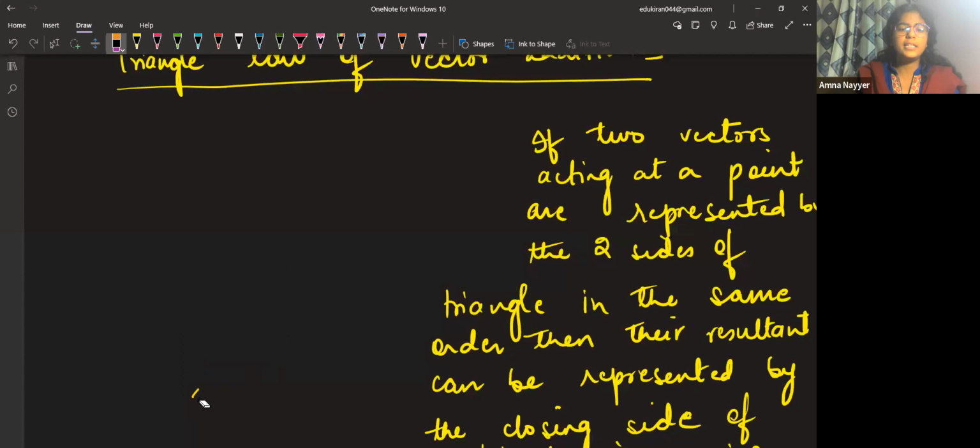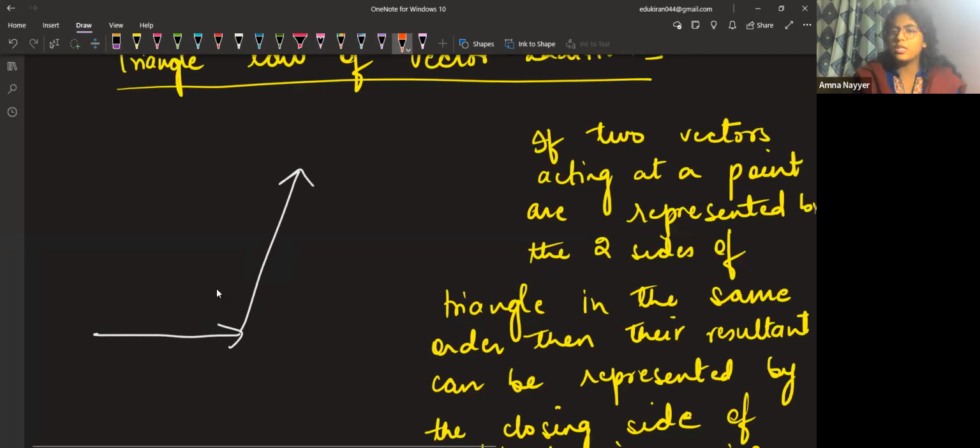If two vectors are present in the same order like this, they are not co-initial, right? When they are not co-initial, you will not be able to apply the parallelogram law, because in the last class, yesterday only, I told you that for application of the parallelogram law you have to have the vectors as co-initial. Right now the vectors are not co-initial, so parallelogram law is not applied.